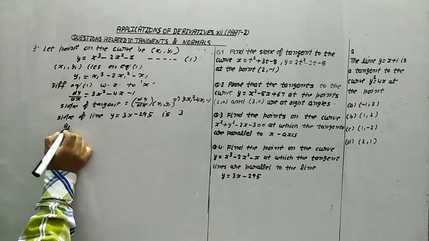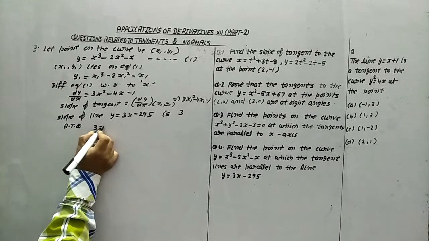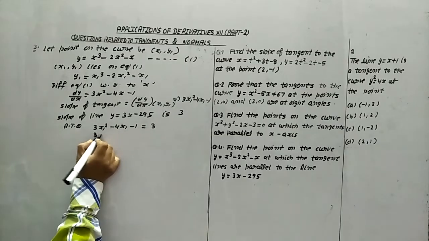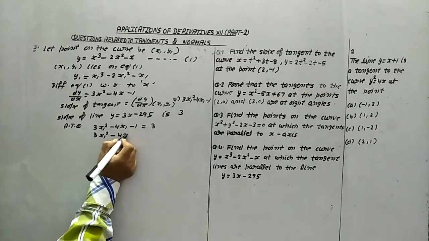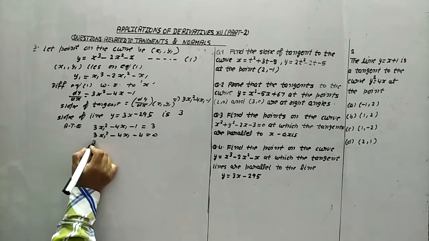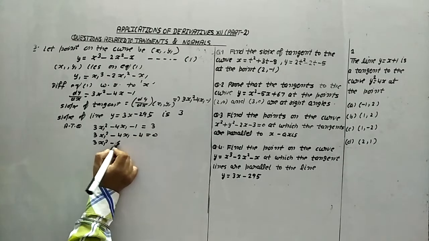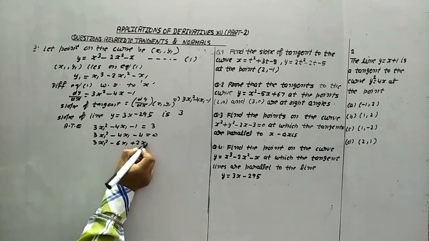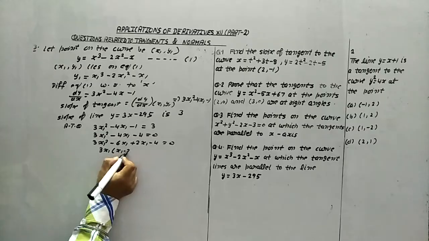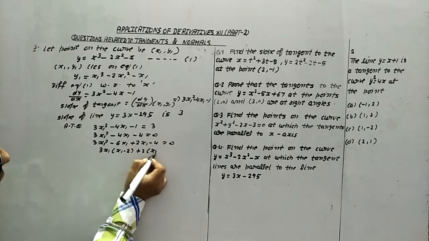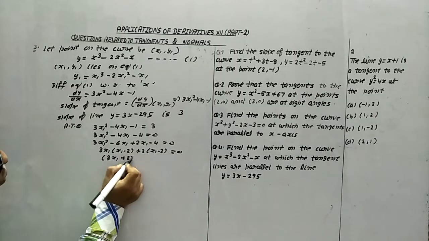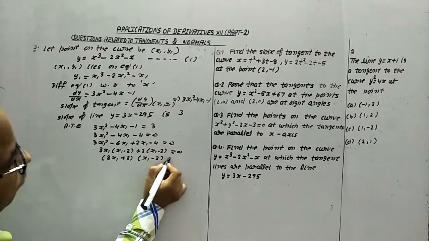It means 3x1 square minus 4x1 minus 1 is equal to 3. It means 3x1 square minus 4x1 minus 4 is equal to 0. 3 times 4 is 12. It means 3x1 square minus 6x1 plus 2x1 minus 4 is equal to 0. 3x1 common: x1 minus 2, plus 2 common: x1 minus 2 is equal to 0. So (3x1 plus 2)(x1 minus 2) is equal to 0.